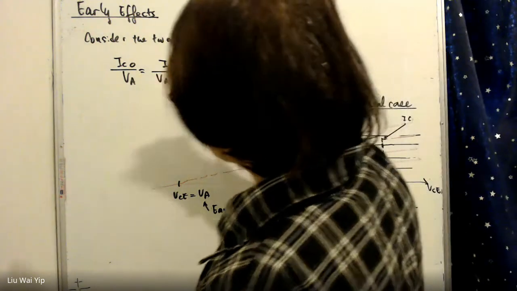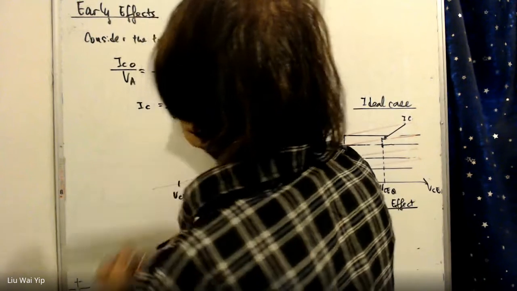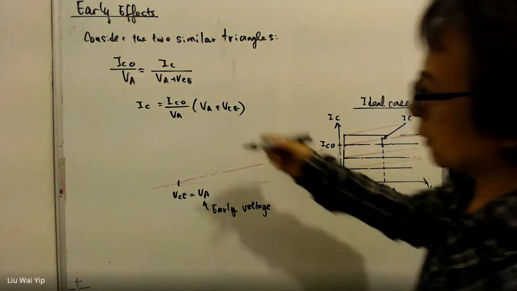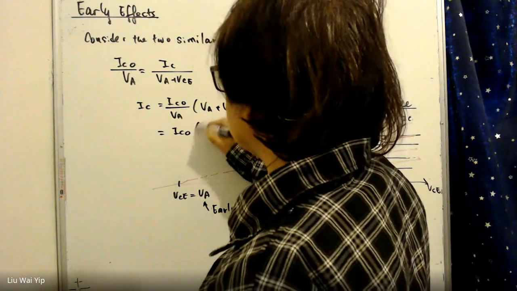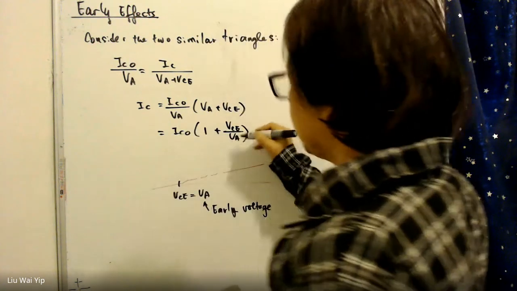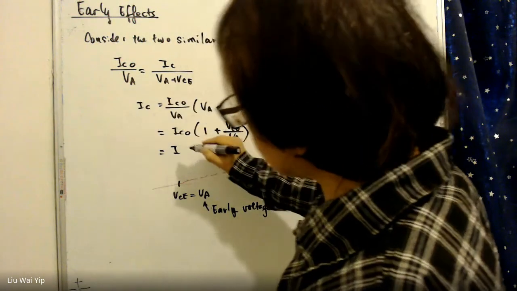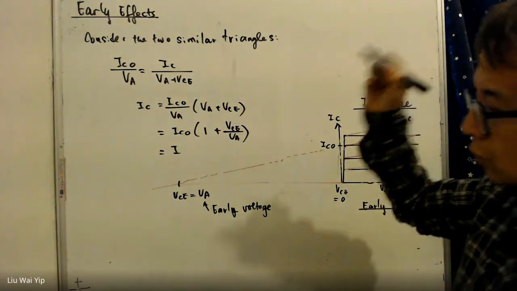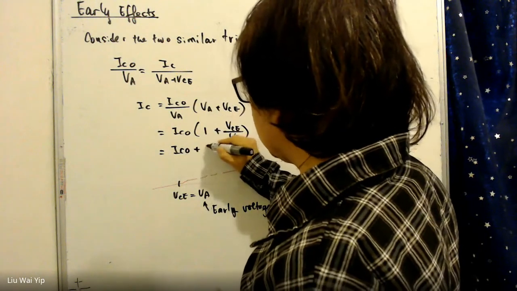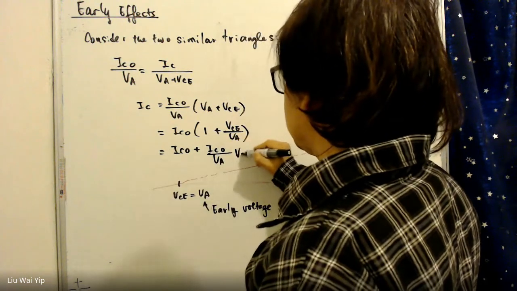So if you want to find the value of IC, then it will become IC0 divided by VA. And obviously, IC is equal to IC0 times 1 plus VCE over VA. And if this is the case, then you can also express IC as a combination of two components: IC0, plus this one here, IC0 divided by VA times VCE.